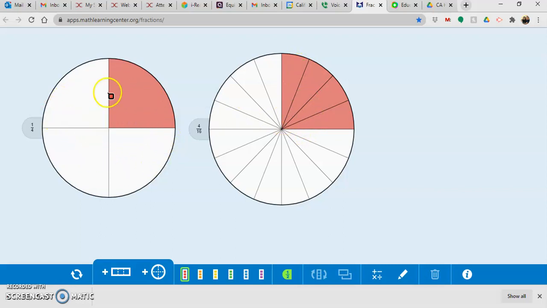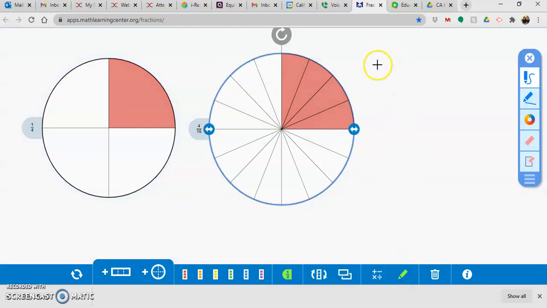We all started with 1 whole pizza. This pizza we broke into 4 parts. This one we broke into 16 parts. This one we colored in 1 of those 4, and this one we colored in 4 of those 16. So let's see mathematically if that's true. Let's see what that looks like.